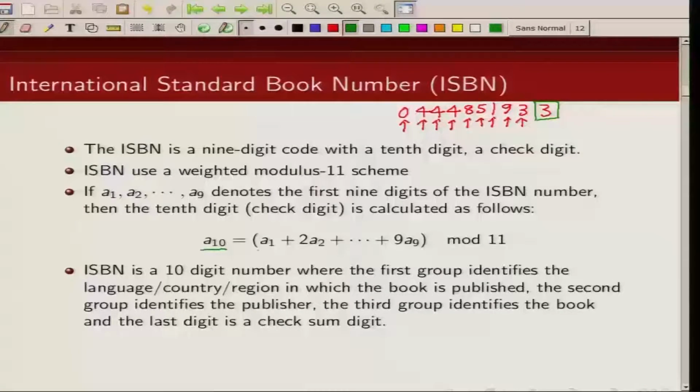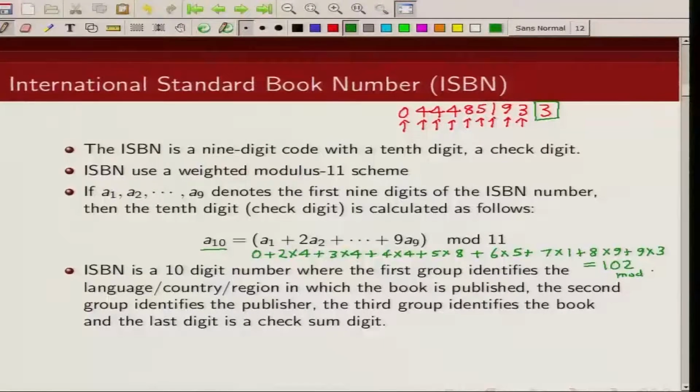How is the check bit calculated? It is A1, which in this case is 0, plus 2 times A2 that is 4, 3 times A3 that is 4, 4 times A4 which is again 4, plus 5 times A5, 6 times A6, 7 times A7, 8 times A8 and 9 times A9. And this comes out to be 102. Now, 102 modulus 11 is, 11 nines are 99, so it will be 3 modulo 11. So, this 102 modulus 11 is going to be 3, and that is precisely our check bit.